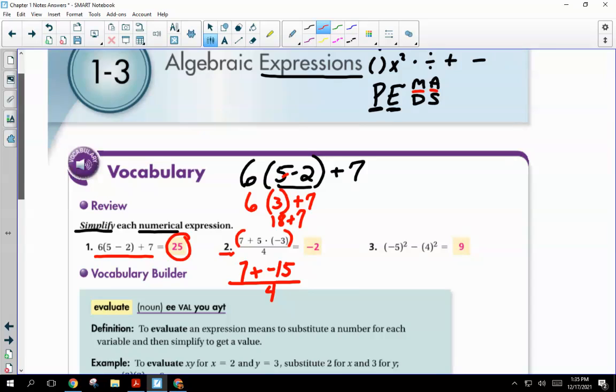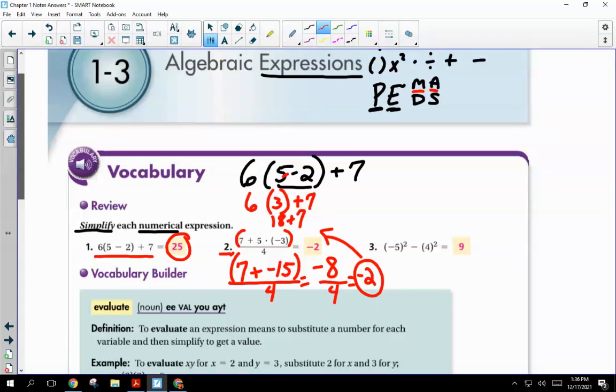Again, imagine when there's an operation on top of the division sign or the fraction that there are parentheses. You need to do what's on top of the division first. So 7 plus negative 15 equals negative 8. In Algebra 2, another good thing about expressions is whenever there's a fraction, all fractions mean to divide. 8 divided by 4 is 2, and it's a negative, so it's negative 2. And there's your answer. That's how we found it.